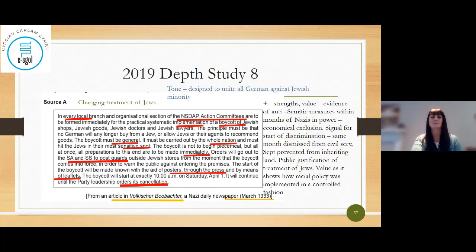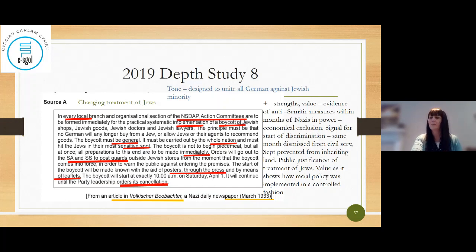So the strength of this particular source is that it's evidence of anti-Semitic measures within months of the Nazis being in power. Okay, showing how they're economically excluding Jewish people from a very early time. It's a signal of the start of the discrimination, unfortunately. And obviously you could bring in other things that were happening at this time or just later on. So you could say the same month, Jews were dismissed from the civil service. You've got in September, they were prevented from inheriting lands. So you're bringing in your knowledge, but within the context of that source.